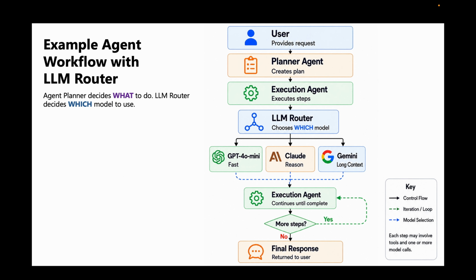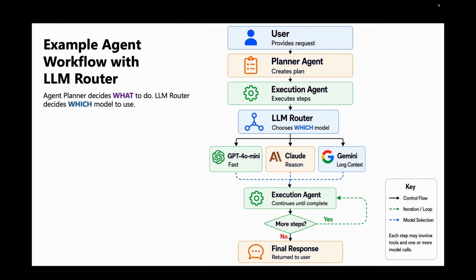And let us see an example agent workflow that implements an LLM router. So here we have a planner agent that decides what needs to be done by breaking the goal into smaller steps. The execution agent carries out these steps. And for each step, the LLM router decides which model is the most appropriate. Depending upon the request attributes, one step may prioritize speed and cost, another one deep reasoning, and another one long context processing.